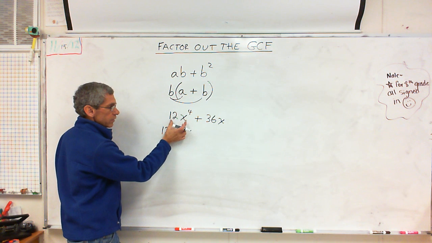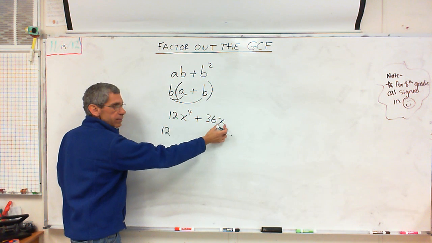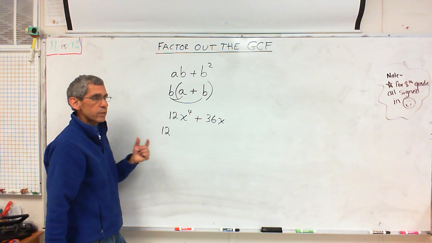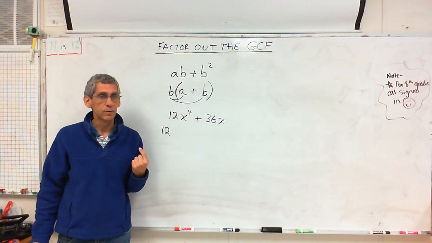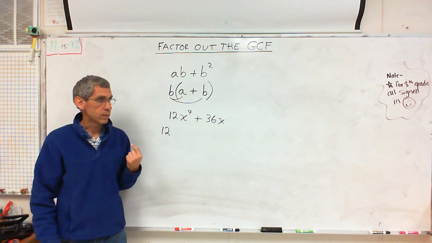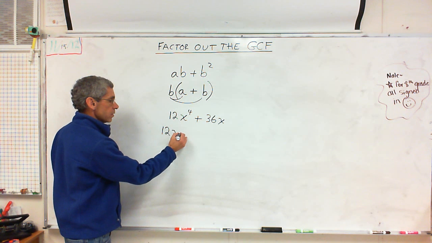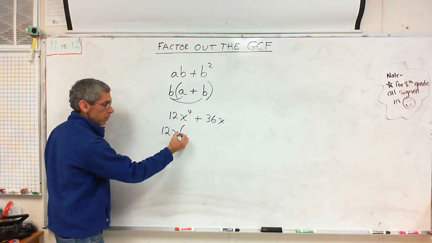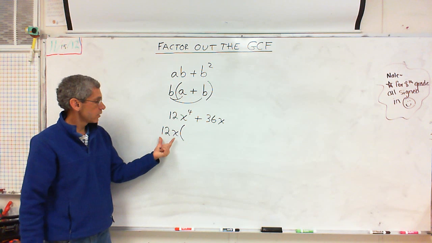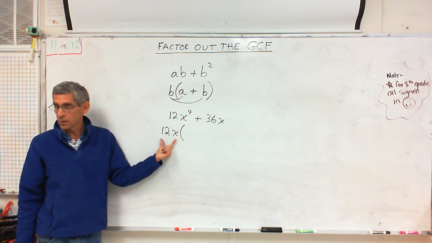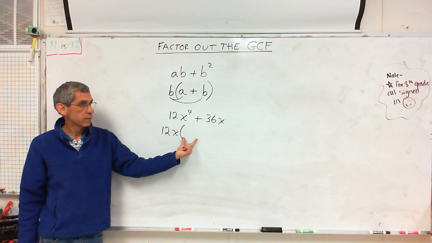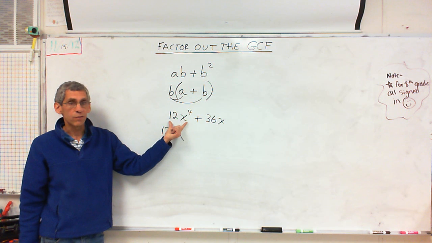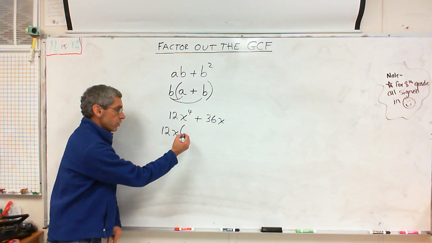Now, I also noticed this has an x to the 4th, and this has an x to the 1. So which is my greatest common factor of the x's? x, right? Just plain x. All right, so now I'm done. That's my greatest common factor. Now I'm going to put my parenthesis, and I'm going to say 12x times what equals 12x to the 4th? x to the 3rd, right?